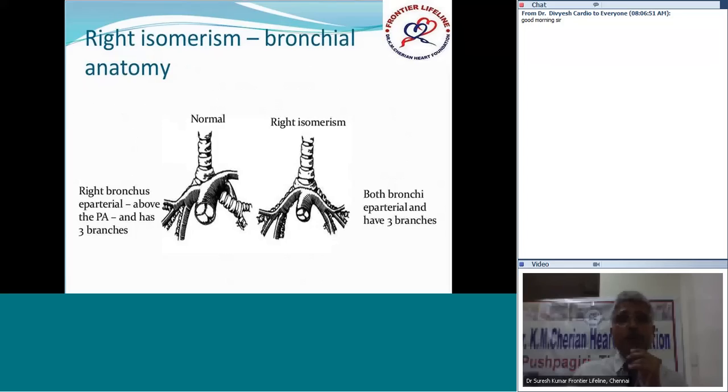Look at the bronchial anatomy. In the normal bronchial anatomy, the right bronchus is epiarterial. It is above the pulmonary artery. The right bronchus is above the pulmonary artery, and it of course has three branches. While the left bronchus is clearly below the left pulmonary artery, so you call it hyparterial. So the right bronchus is epiarterial, the left bronchus is hyparterial. And what happens in right isomerism? Both the bronchi are epiarterial and there are three branches.